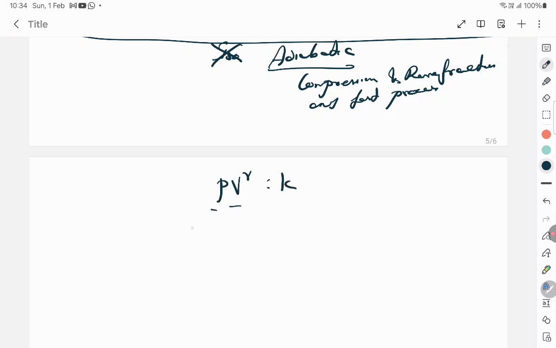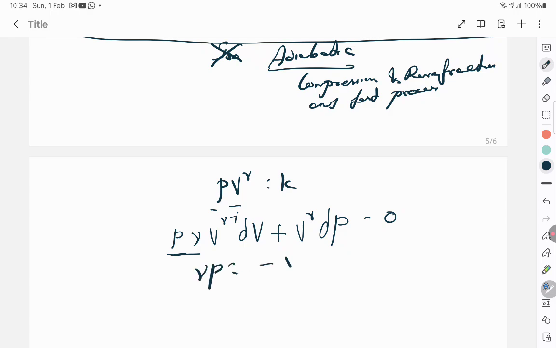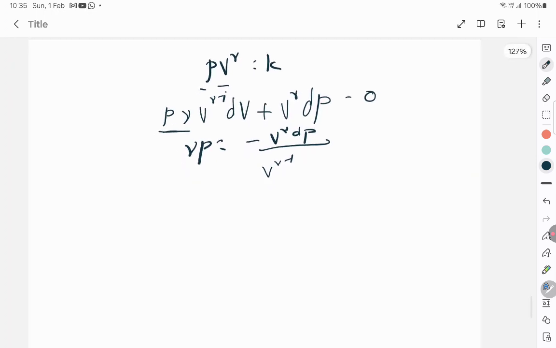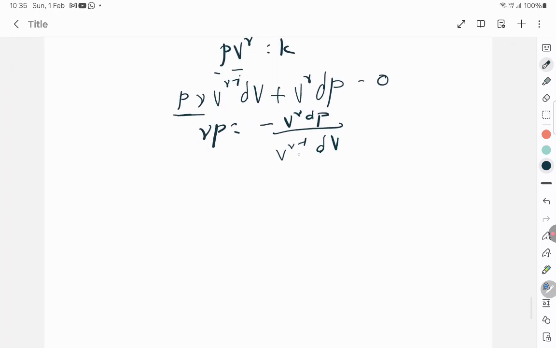So I'm differentiating as u and v: P into differentiate V to the power gamma, which is gamma V to the power gamma minus 1 into delta V, plus V to the power gamma into delta P, is equal to 0. From this, what is gamma P? It is minus V to the power gamma into dP by V to the power gamma minus 1 into dV. When you take this up, gamma minus gamma plus 1, it will be just V. dP by dV, you bring the dV down, you get it as K. So thus you get a bulk modulus which is K adia, which is gamma P.